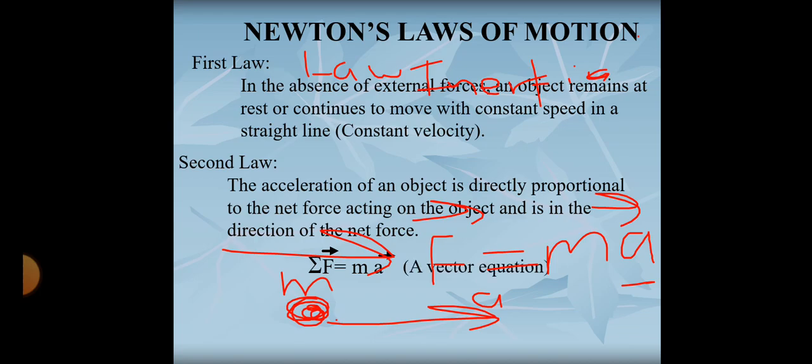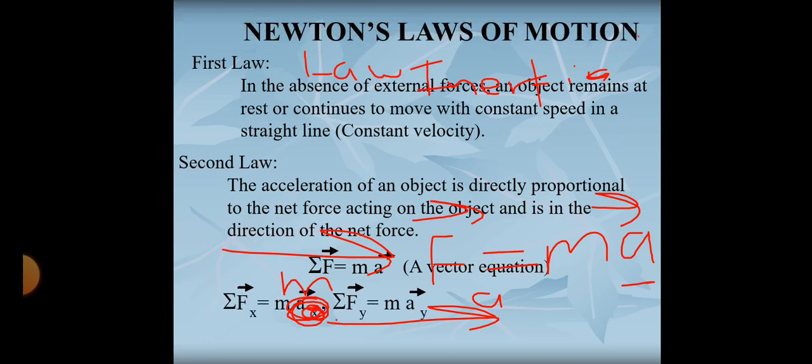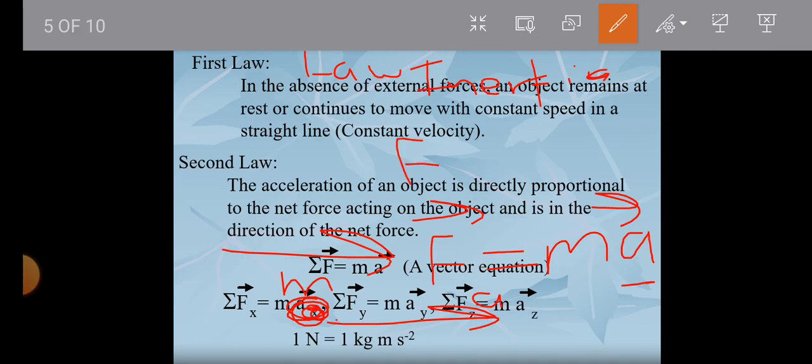So this is what you call a vector equation. When you say that is a vector equation, what does it mean? That the force acting can act in three directions. F can be influenced by the forces acting on the horizontal, by the forces acting on the Y, and also by the forces acting on the Z.